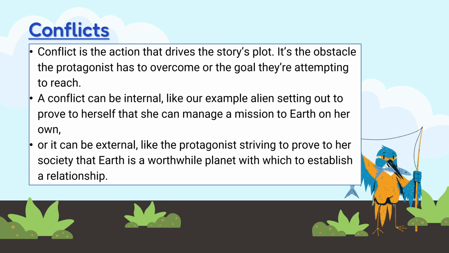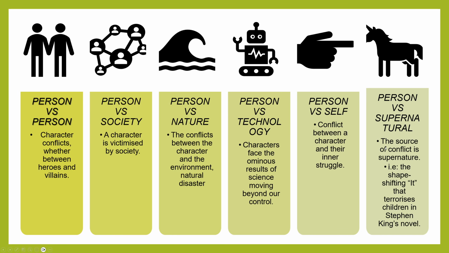Or it can be external, meaning, like I said, protagonist against antagonist, or protagonist against the society. Maybe they don't trust him or her to establish a relationship, so he or she tries to prove themselves to the society so that they can be accepted. So that is external, with somebody else or a society. Internal can be within oneself. These are some of the examples of conflicts.